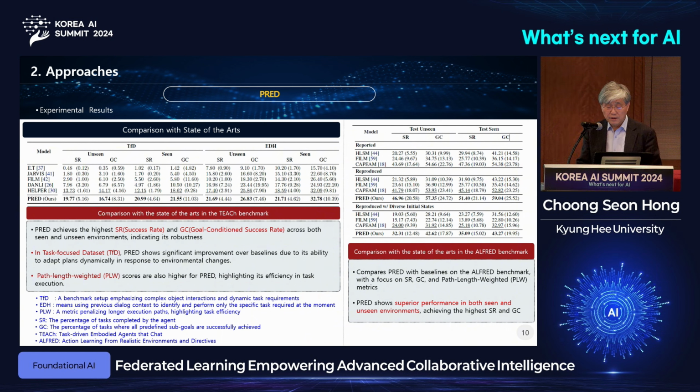Now, looking at the ALFRED framework here, this one is PRED. PRED delivers superior performance in both seen and unseen environments, once again achieving the highest SR and GC. This result highlights PRED's ability to handle a wide range of environments while maintaining accuracy and efficiency.